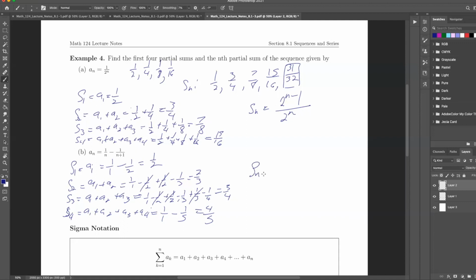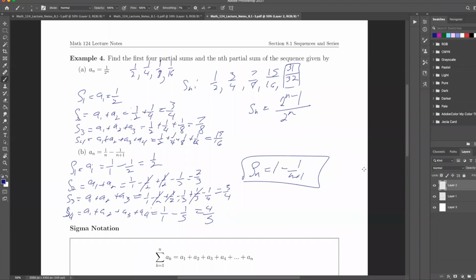So what is Sn in general? Well, it's just 1 minus 1 over n plus 1. That's what it is in general. We figured that out because when we add the next one, the middle parts cancel. Here this canceled and these two canceled, and so we're just left with that.